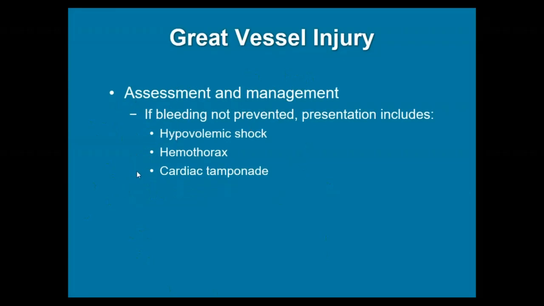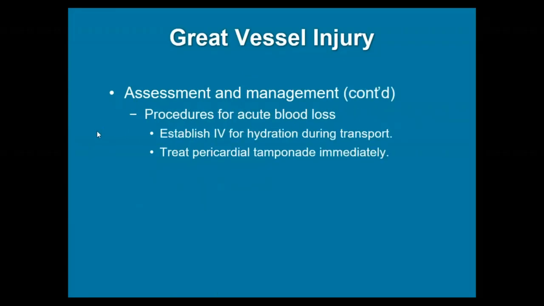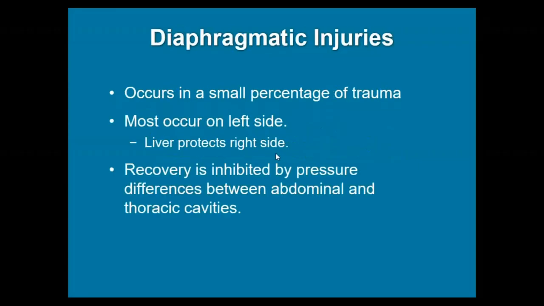Treat your patient for hypovolemic shock. Consider that they might have a hemothorax and they might have cardiac tamponade. Establish bilateral IVs and administer crystalloids. Again, practice permissive hypotension. You'll get tired of hearing that in PHTLS when you get to take that. Pericardial tamponade, the major treatment for that is going to be done at least in the ER, but probably in a surgical suite.